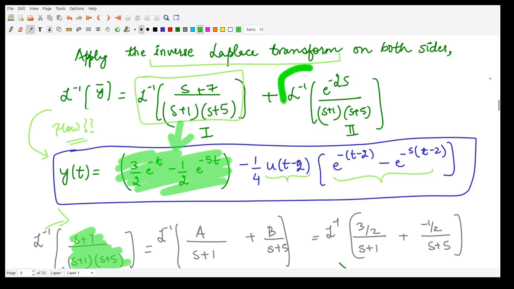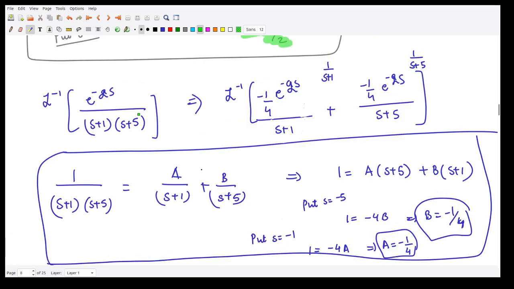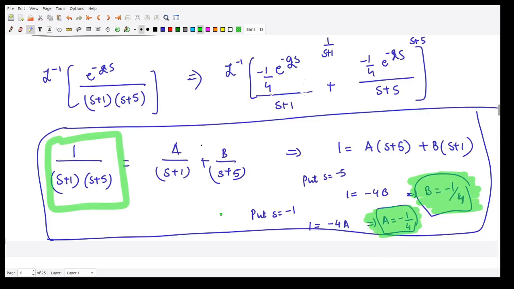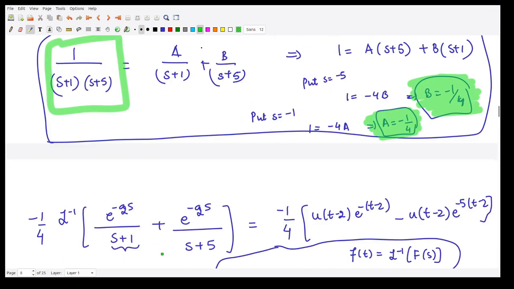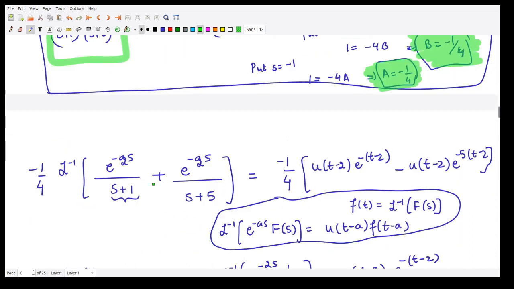Okay, so moving on to the second term, we have to obtain the inverse Laplace transform of this particular quantity. Again, we will apply partial fractions onto this term so that you obtain the value of a as minus 1 by 4 and the value of b as minus 1 by 4 again. So we substitute the values here and then we perform the inverse Laplace transform of both terms. Because of linearity we can separate out the terms and we can apply the second shifting property here.